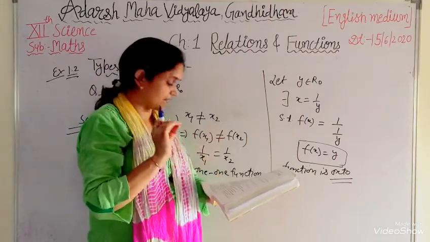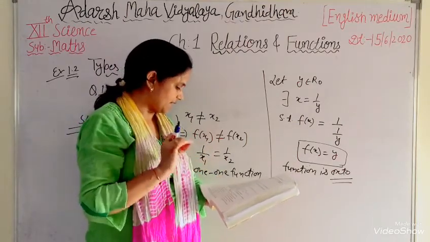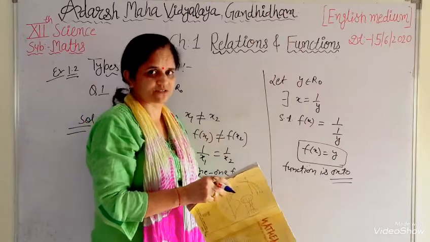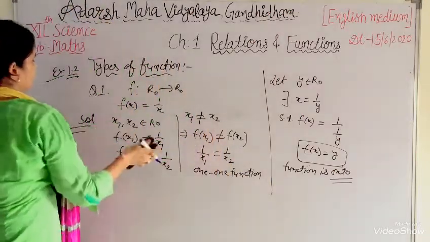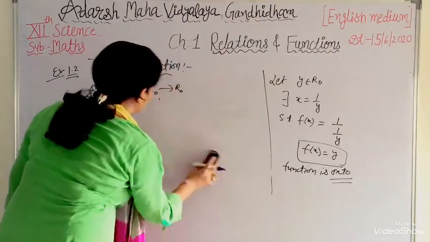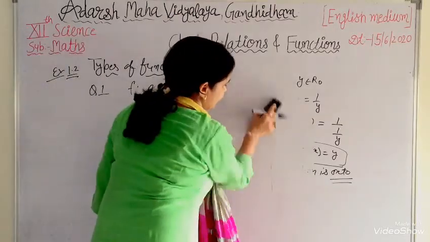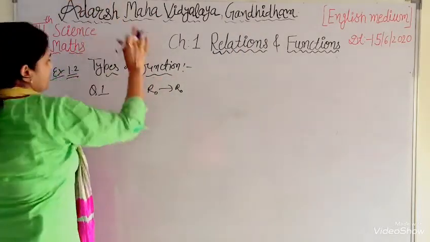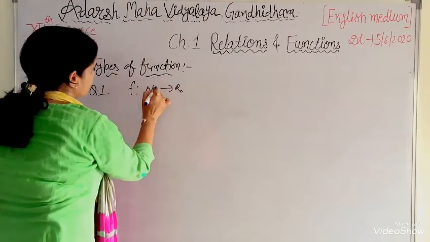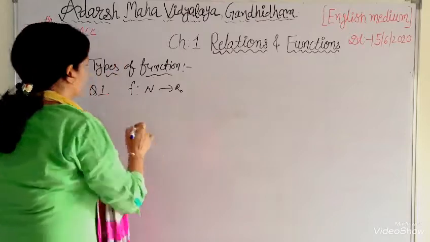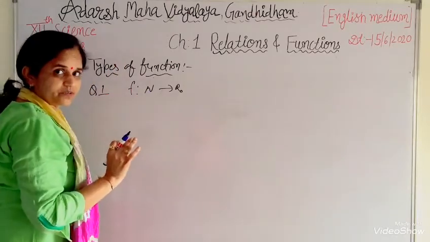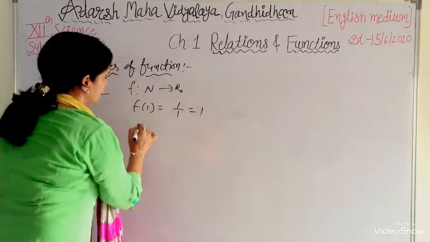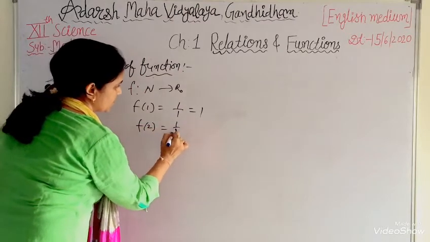And the second part of this question is: if domain R0 is replaced by N and the codomain being the same as R, is the result true? Let's check, students. The domain is R0, so here in place of R0 it's N. Now N is the set of natural numbers, students. If you find the image of 1, you will get 1 by 1, which is 1. Image of 2 is 1 upon 2.